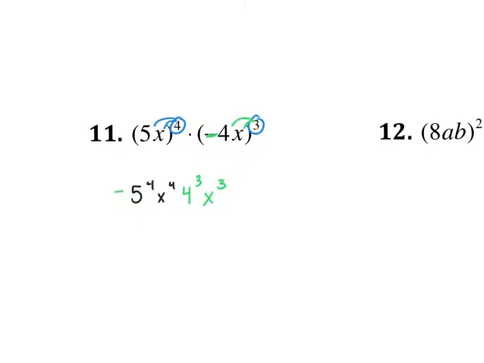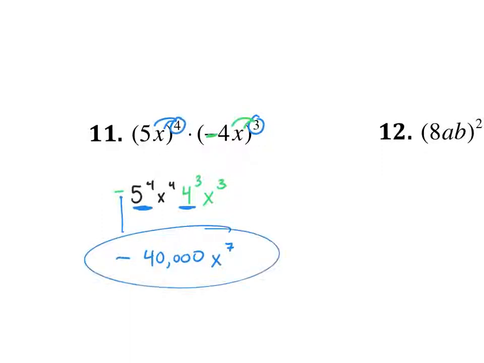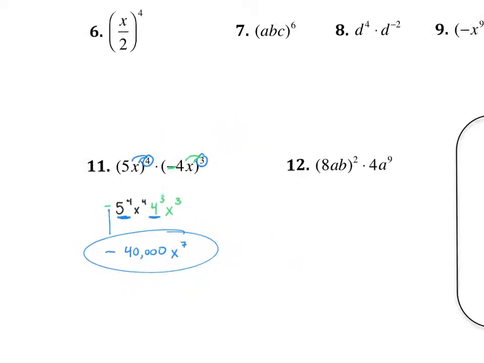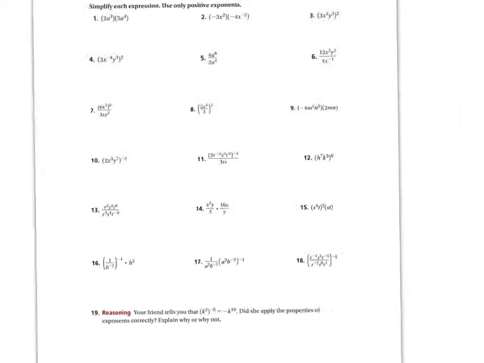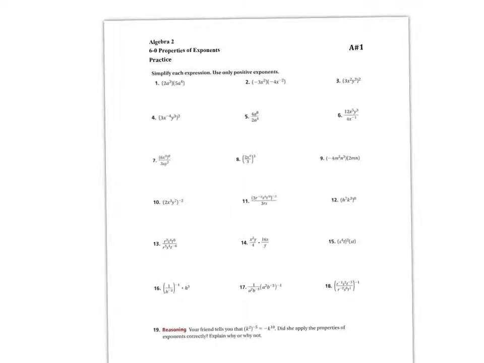And now we just start doing things together. The negative stays down, so we have a negative. Then we have to multiply these guys together. That's a rather large number, so I'll use my calculator. So I get 40,000. And now what do we do here? x to the 4th times x to the 3rd, we add the exponents, x to the 7th. And there we go, negative 40,000 x to the 7th. So it does get a little bit more complicated. On the next page here, let's attack a few of these and see what happens.